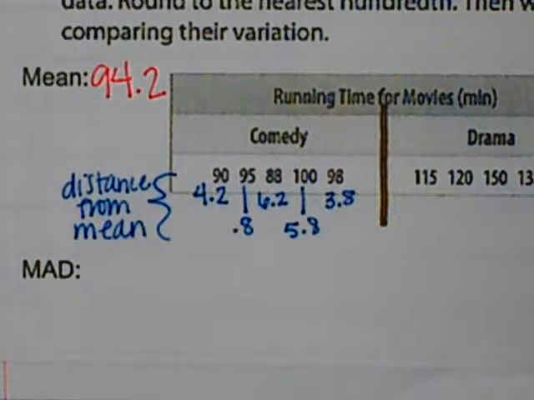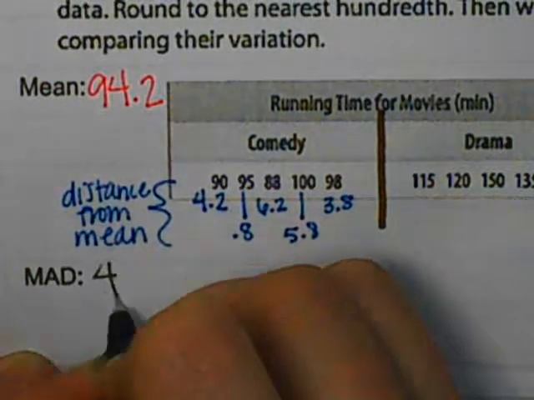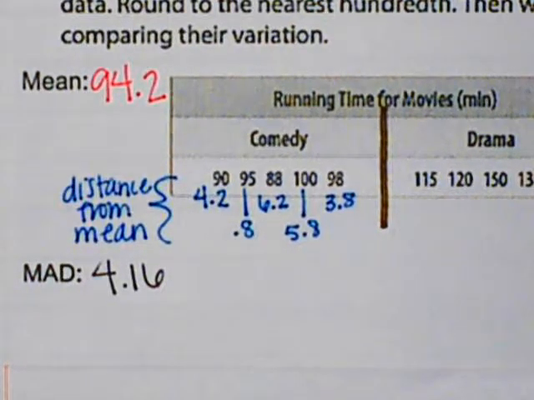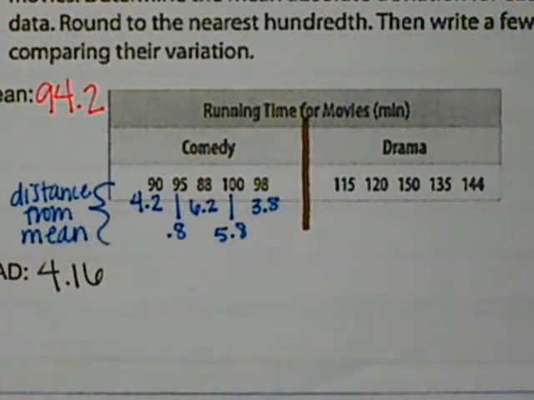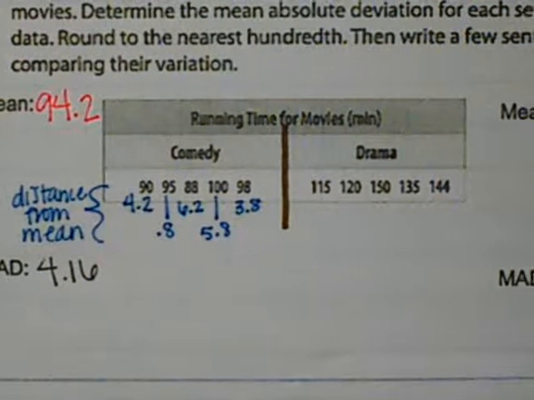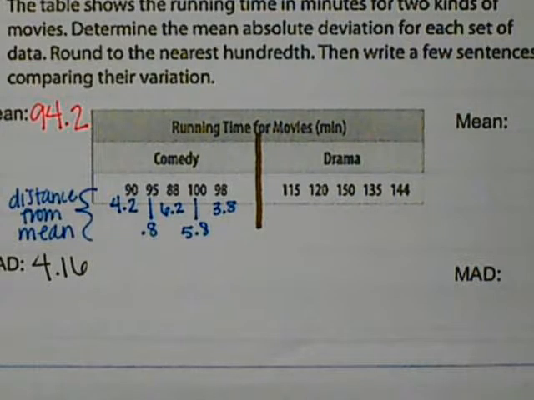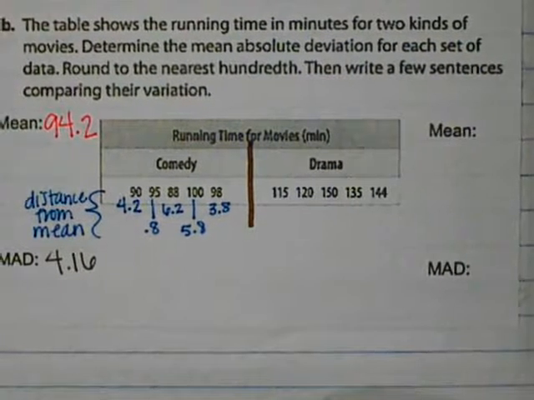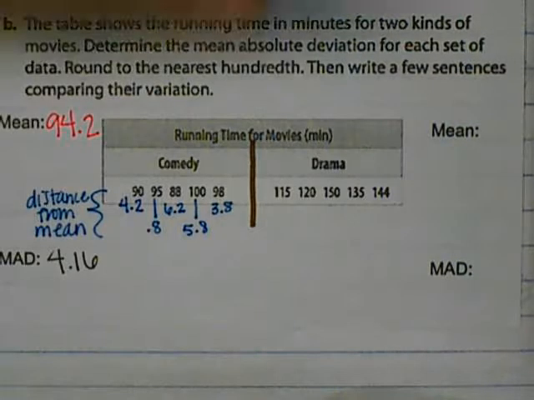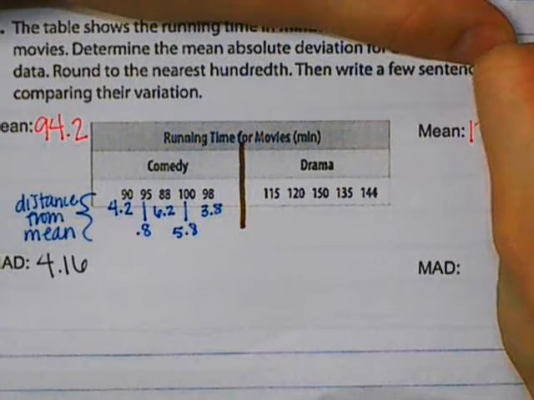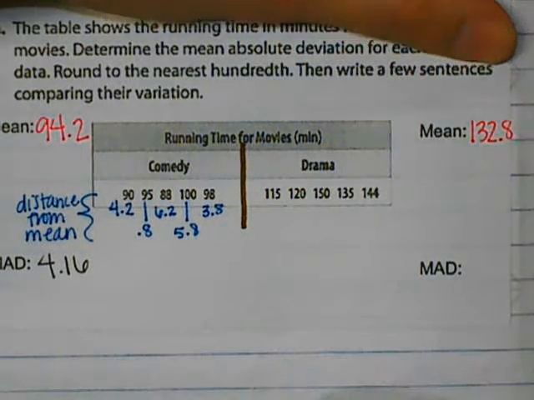So now we're going to average those distances. We're going to add those 5 numbers up, divide by 5, and we get a mean absolute deviation of 4.16. So now we'll look at drama. Our mean for drama, we're going to add up those 5 values, divide by 5, and get a mean of 132.8.